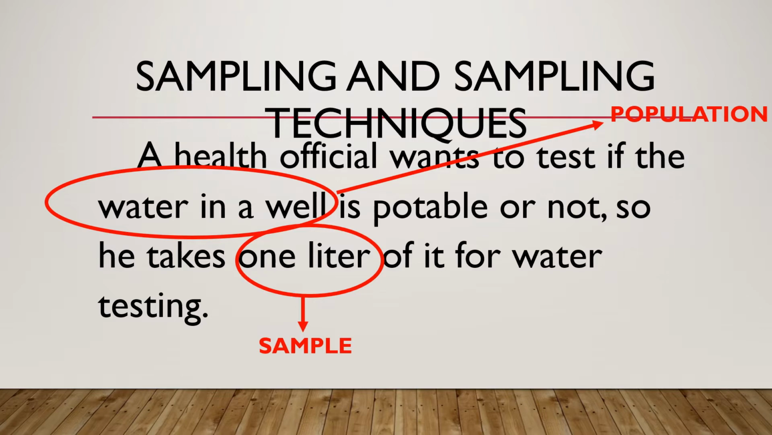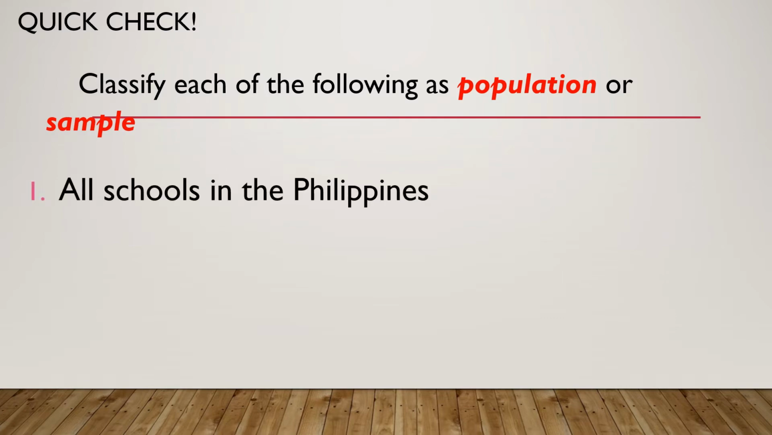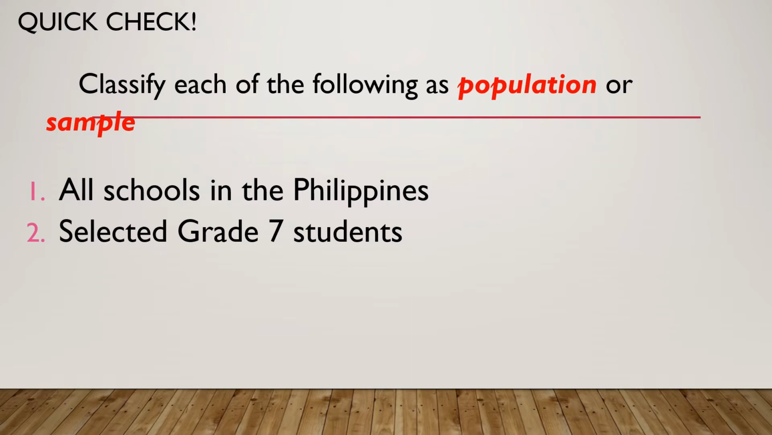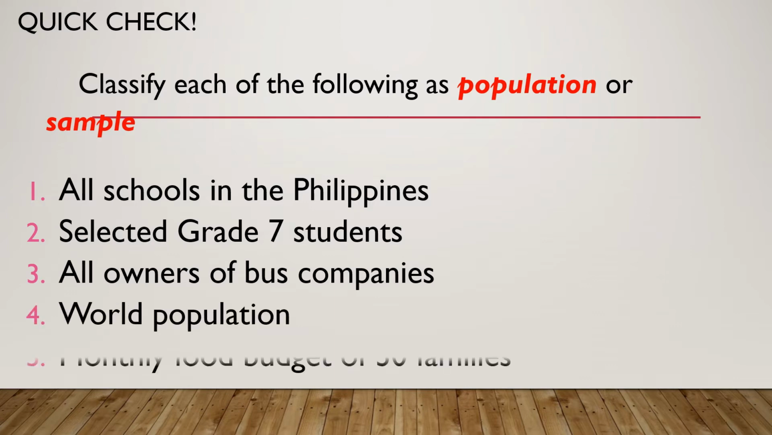Okay, let us have a quick check or a quick assessment of what we have discussed. All you have to do is to classify the following as population or sample. The first one is all schools in the Philippines. Number 2, selected grade 7 students. Number 3, all owners of bus companies. Number 4, world population. And number 5, monthly food budget of 30 families. Number 1, is it a population or not?